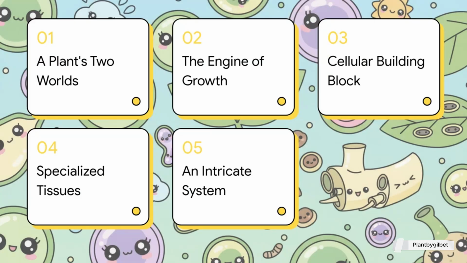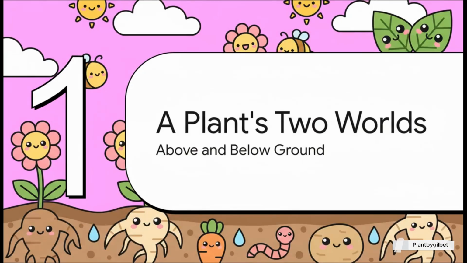All right, so here's our roadmap. We're going to start with the big picture, a plant's two separate worlds. Then we'll zoom in, level by level, from its growth engines down to the single cellular building block, then to the specialized teams they form, and finally, we'll see how it all comes together into one incredible living system. Okay, first up, let's look at the most basic, fundamental division in a plant's life, the part we can see and the part we can't.